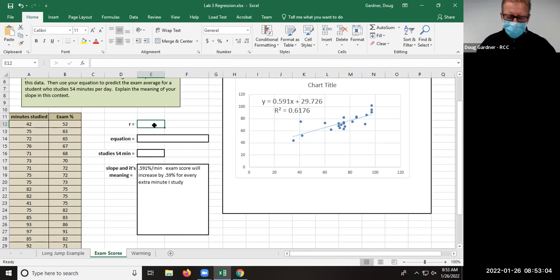But I want you to notice something here. I'm going to type this equals SQRT, square root. So the R squared value is 0.6176.